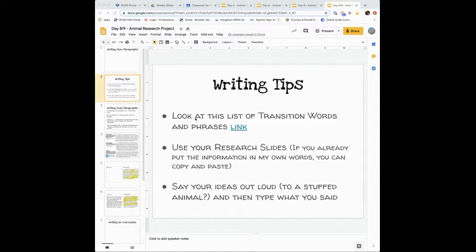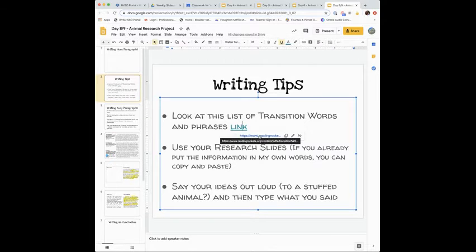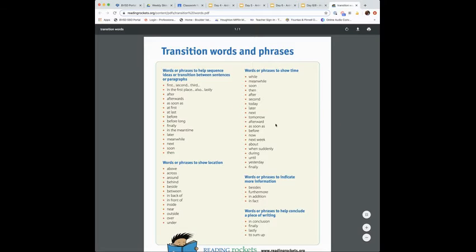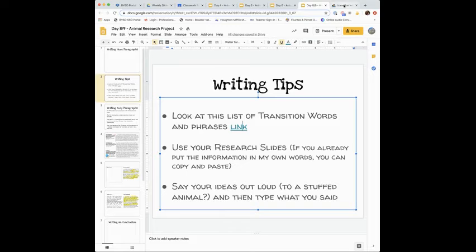We're going to look at and use the list of transition words and phrases. Let's just go ahead and click on that link and open it up right now. We looked at this yesterday, so I'm not going to go over it again, but we are going to use it. Okay, now I have that in a tab and I can go back and forth.